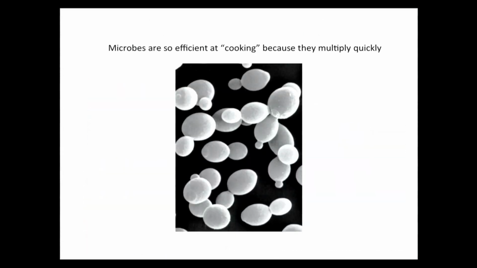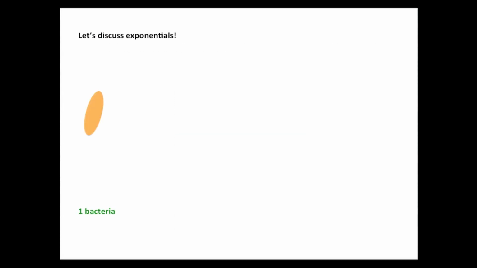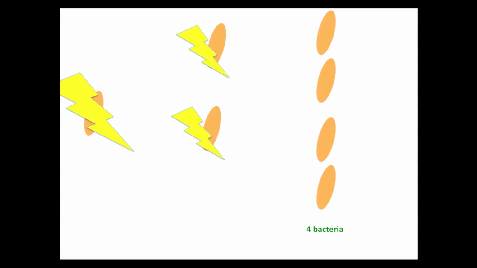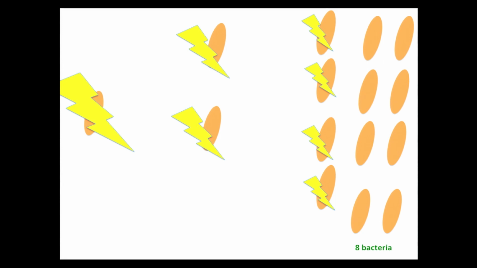The other key reason that microbes are so good at cooking our food is because they're really good at dividing and multiplying, right? They're a lot better at this than we are. So you start out with one microbe, and it produces 2 microbes. And the first one dies, and each one produces 2 more. And they die and produce 2 more. And this goes on and goes on and goes on.